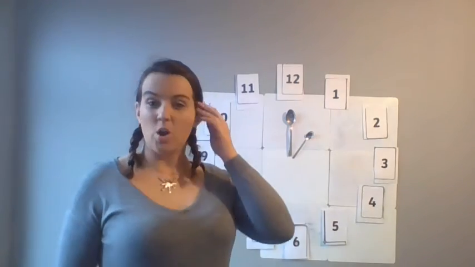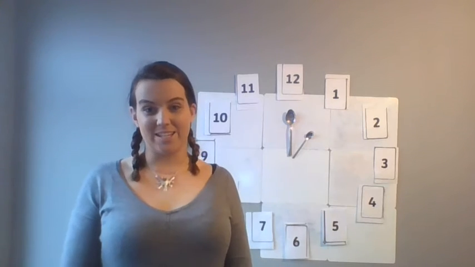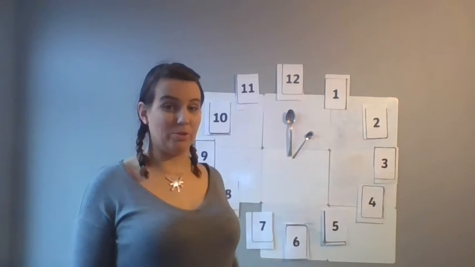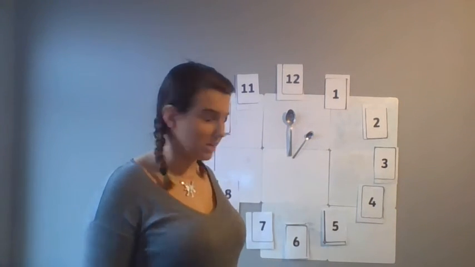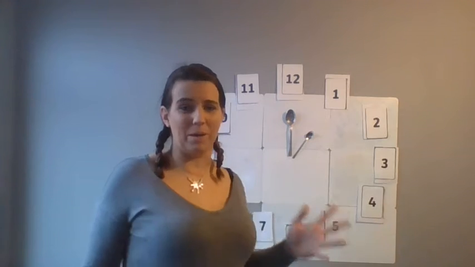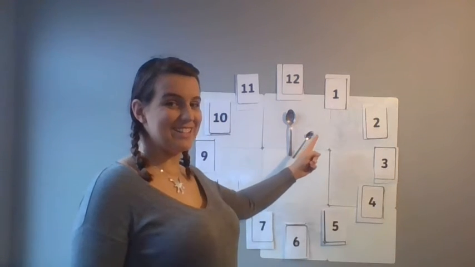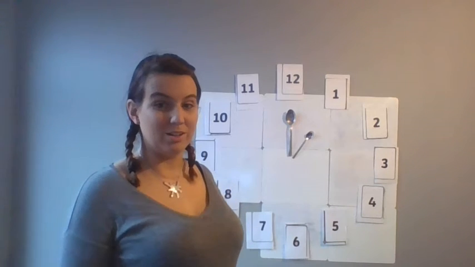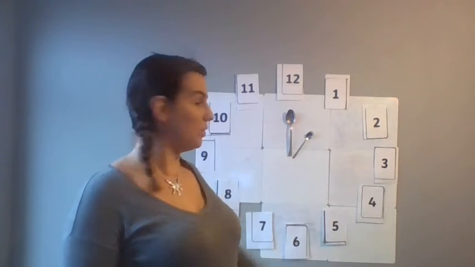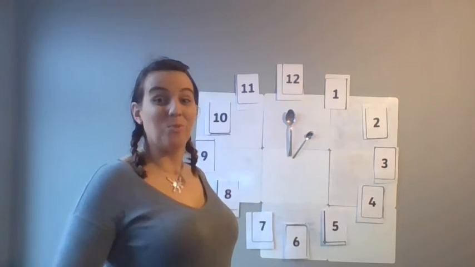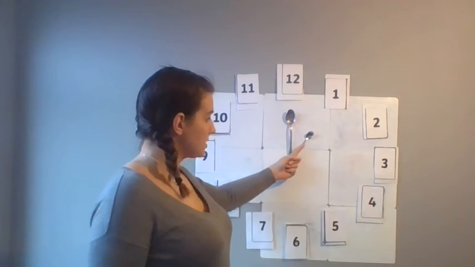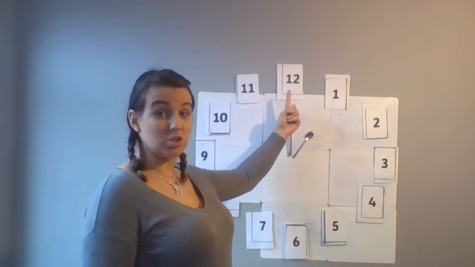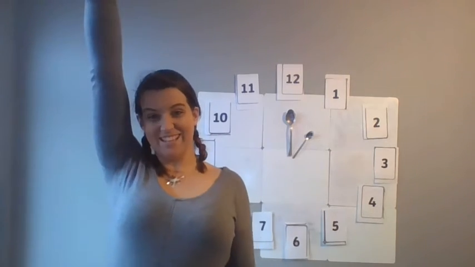Okay, so the thing with time is that we need to pay attention to where the small hand is pointing to tell us the time. So, can you tell me where my small hand is pointing? What number is my small hand pointing to? What number's this? 1. Fabulous, well done. So, my small hand is pointing to 1. My big hand is pointing to 12. Can you do this for me?